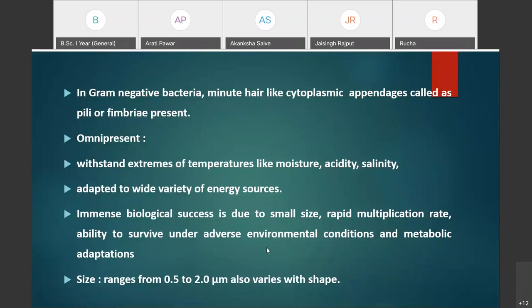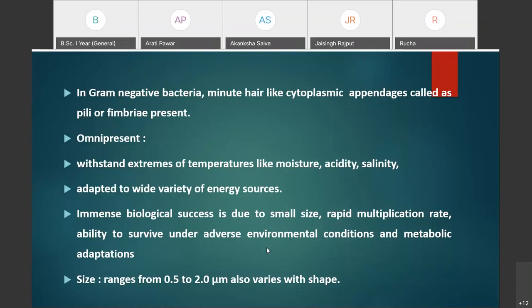These are made up of a special type of protein, called fimbrilin or pilin. Fimbrilin, F-I-M-B-R-I-L-L-I-N. Fimbrilin or pilin. These pili or fimbriae are made of the protein called pilin or fimbrilin.